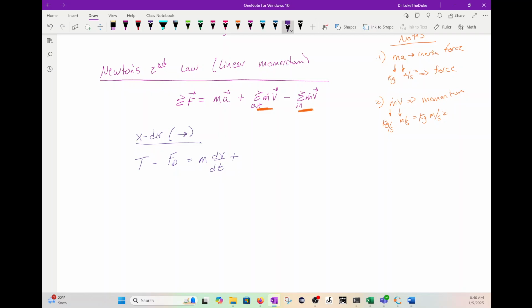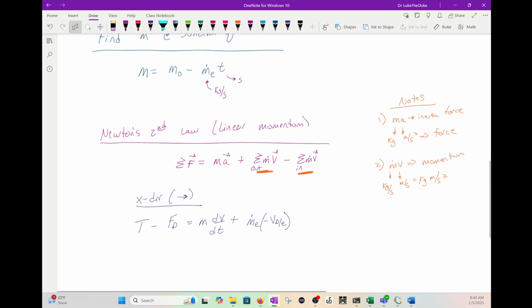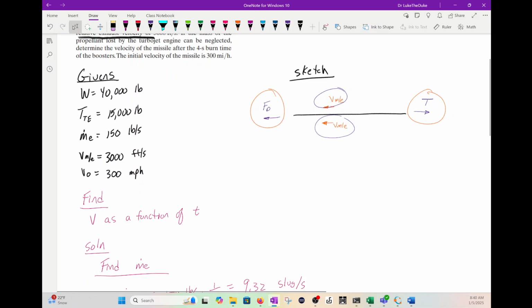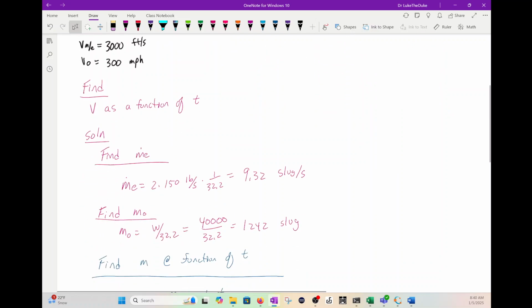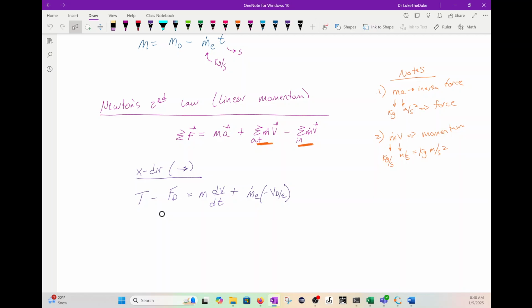Because I've combined the mass flow rate to be 2, I'm just going to say that it's m dot e, and then we have to put in a negative relative velocity, okay, because this velocity shoots backwards to the left. And because the missile is moving and the exhaust is moving, we use a relative velocity in these linear momentums, okay? And then we don't have any fluid coming in.